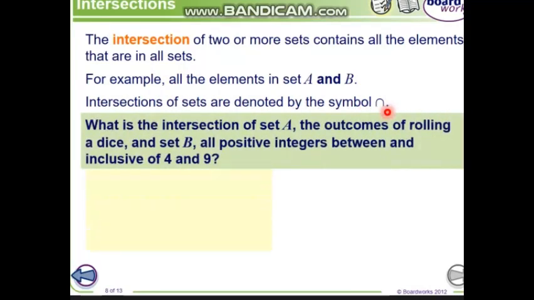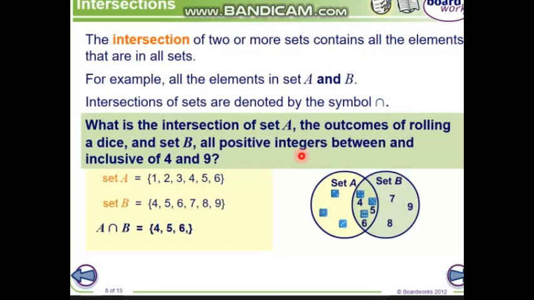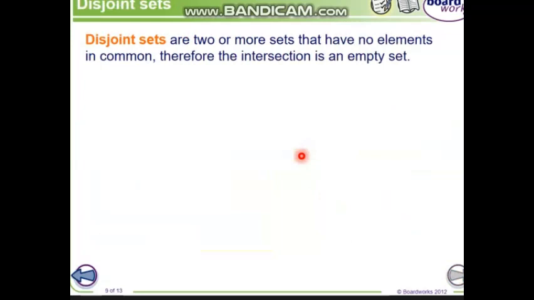Now, question. What is the intersection of set A, the outcomes of rolling a die, and B, all positive integers between and inclusive of 4 and 9? So if we can see here, the set A is just the numbers from 1 to 6, and the set B is the numbers from 4 to 9. Now listing, the only common ones are 4, 5, 6. So that set 4, 5, 6 is our intersection.